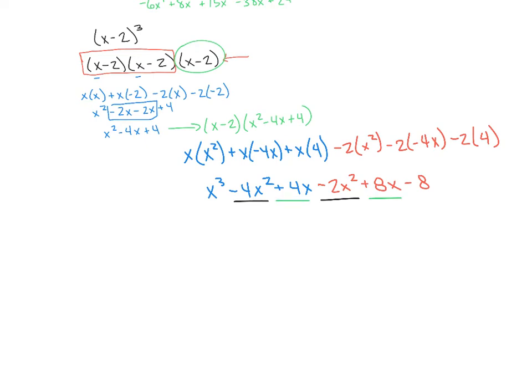So we're going to go through and combine and write them in the order of degree. So we have x cubed, and then our 4x squared and our 2x squared have black lines underneath them, so they are like terms. And then our 4x and our 8x have green lines, so when we combine those we get plus 12x, and then our negative 8. So those are written in the order of degree as well.